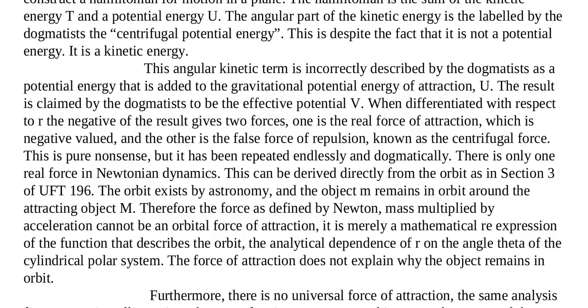This angular kinetic term is incorrectly described by the dogmatists as a potential energy that is added to the gravitational potential energy of attraction U. The result is claimed by the dogmatists to be the effective potential V. When differentiated with respect to R, the negative of the result gives two forces. One is the real force of attraction, which is negative valued, and the other is a false force of repulsion, known as the centrifugal force.